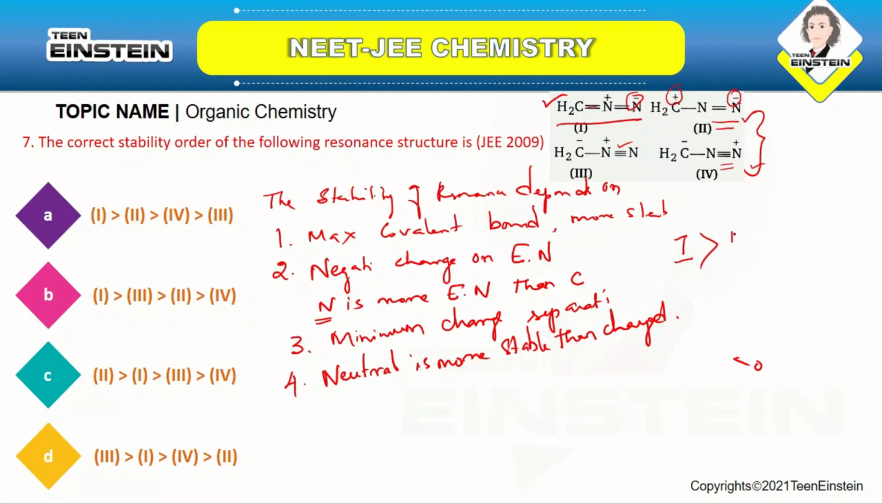Next, the third structure is more stable compared to the second and fourth. Between the second and fourth, the second resonance structure is more stable compared to the fourth. So the correct stability order of the resonance structures is first, third, second and fourth. So the correct option is option B.